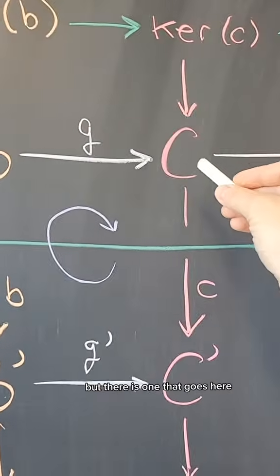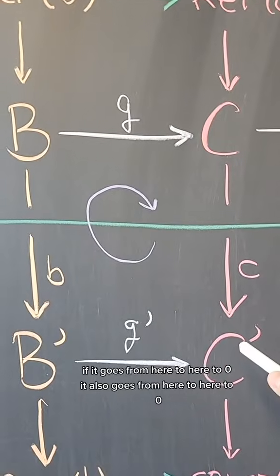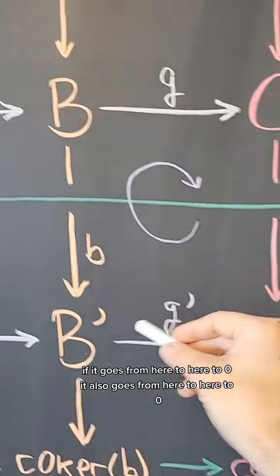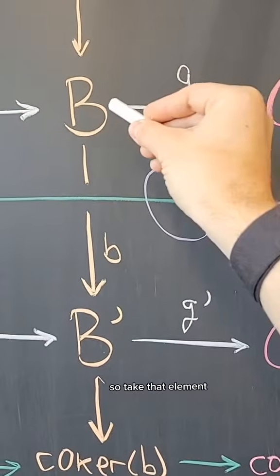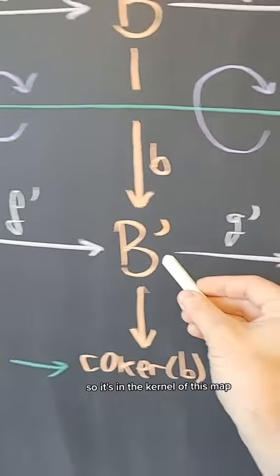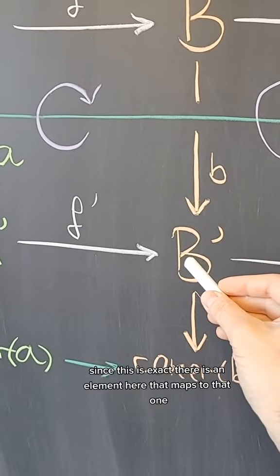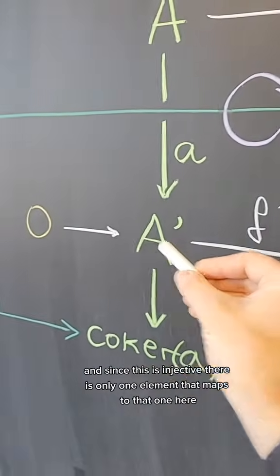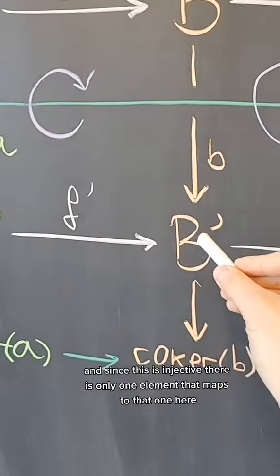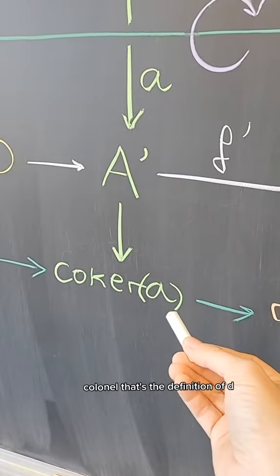But there is one that goes here, and since this is a commutative diagram, if it goes from here to 0, it also goes from here to 0. So take that element, send it here, it goes to 0, so it's in the kernel of this map. Since this is exact, there is an element here that maps to that one. And since this is injective, there is only one element that maps to that one here, so take that element and send it to the co-kernel. That's the definition of D.